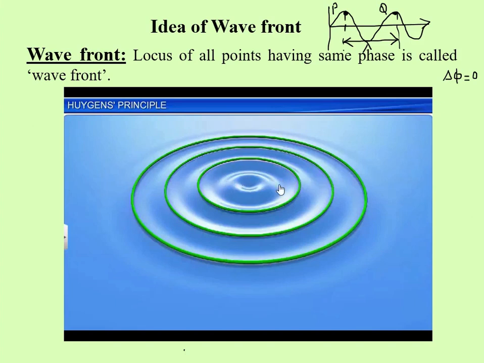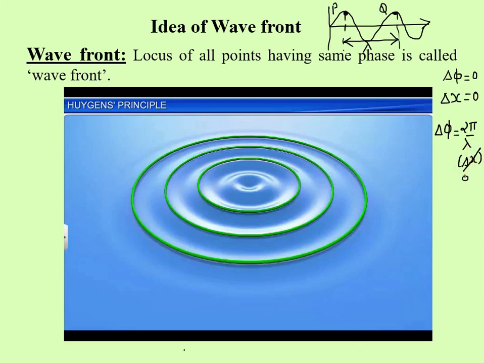Its distance from the center would be same. So if we take P somewhere here, Q here, then its distance from the center would be same. If their distances are same, then path difference, that is delta x, will be zero. And what we have studied in previous slide, the delta phi, phase difference, is 2 pi by lambda into path difference.